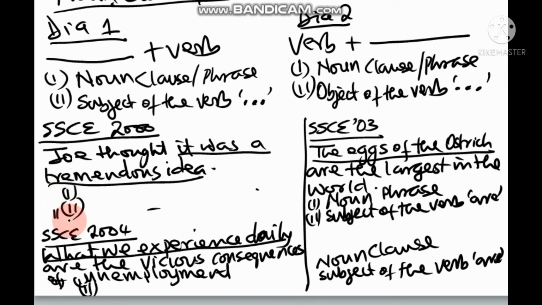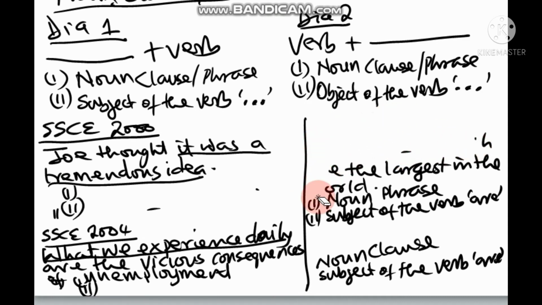Now, if you look at this example, for instance, you are going to notice that it agrees with our diagram number 2. How do we know it is our diagram number 2?